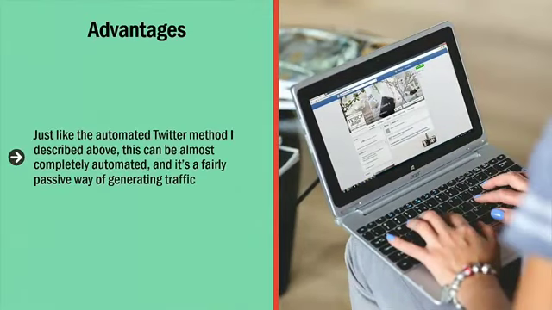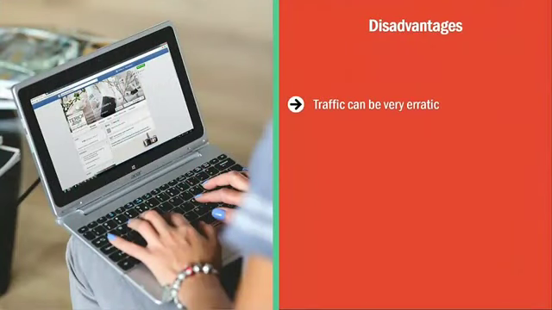Advantages: just like the automated Twitter method I described above, this can be almost completely automated, and it's a fairly passive way of generating traffic. Disadvantages: traffic can be very erratic. On some days, you can get quite a bit of traffic because you shared really high-quality content. On other days, people might not be all that responsive.